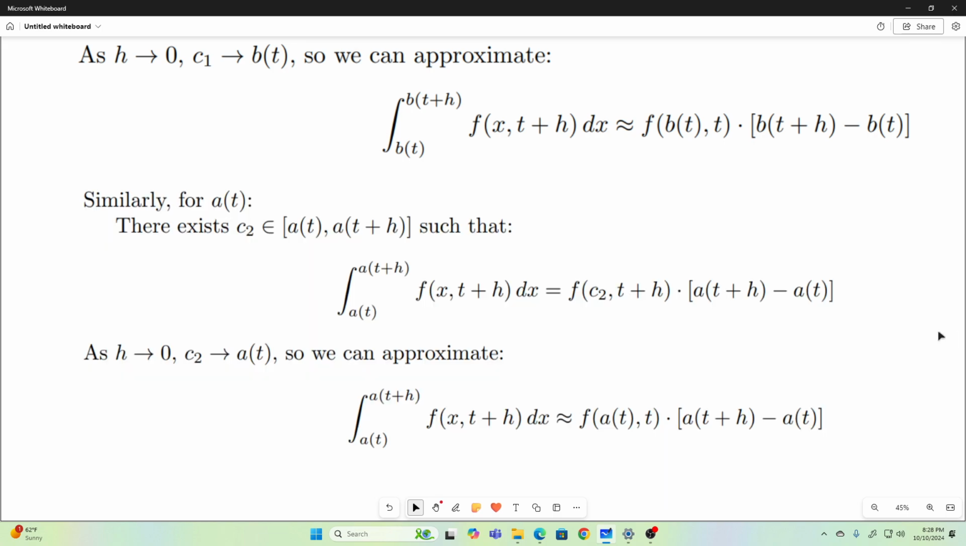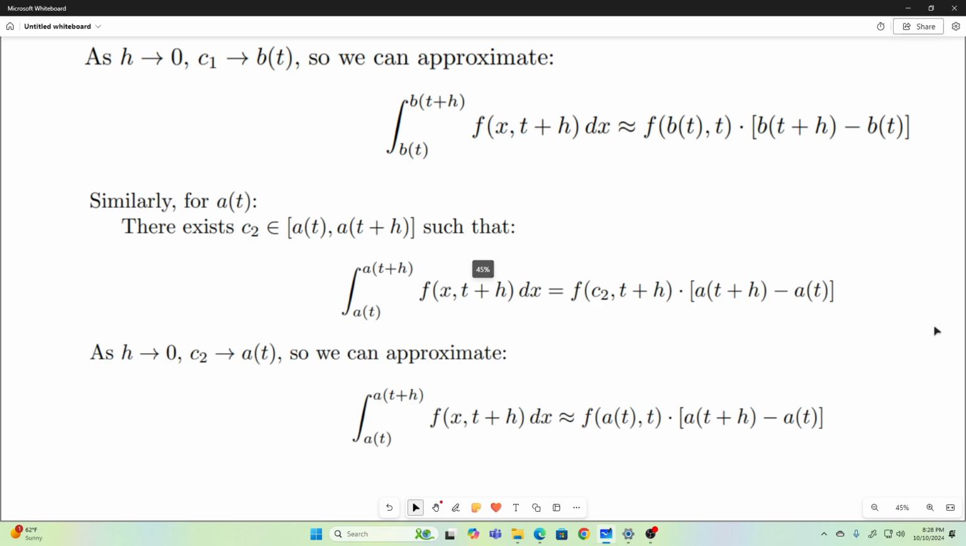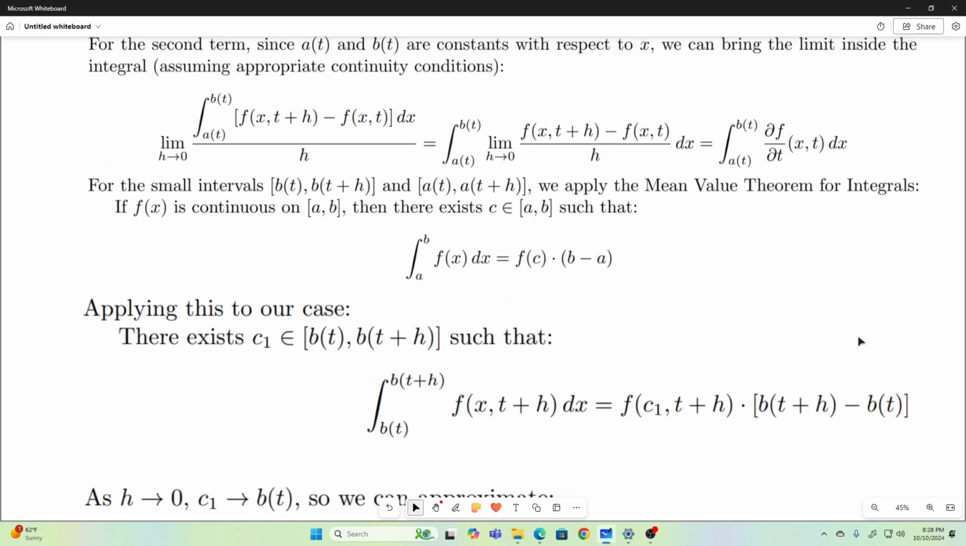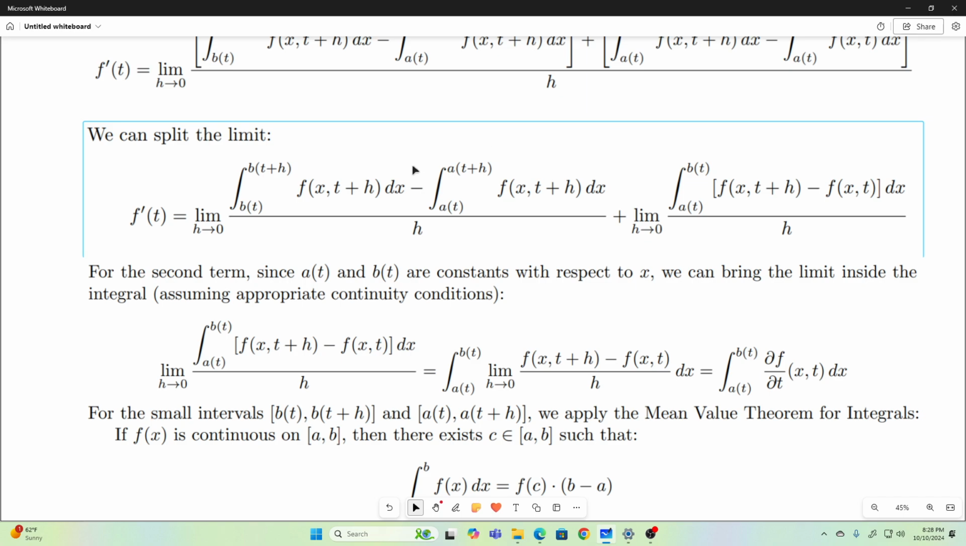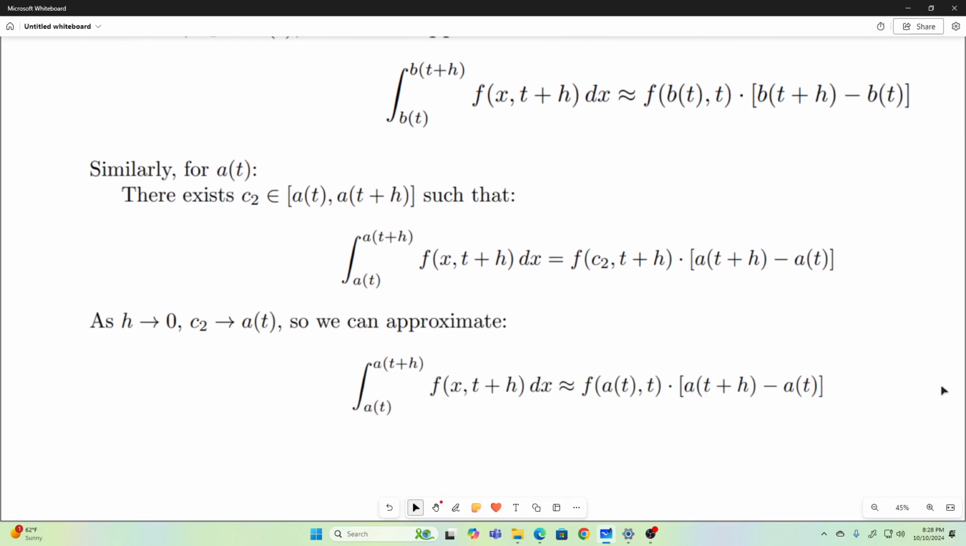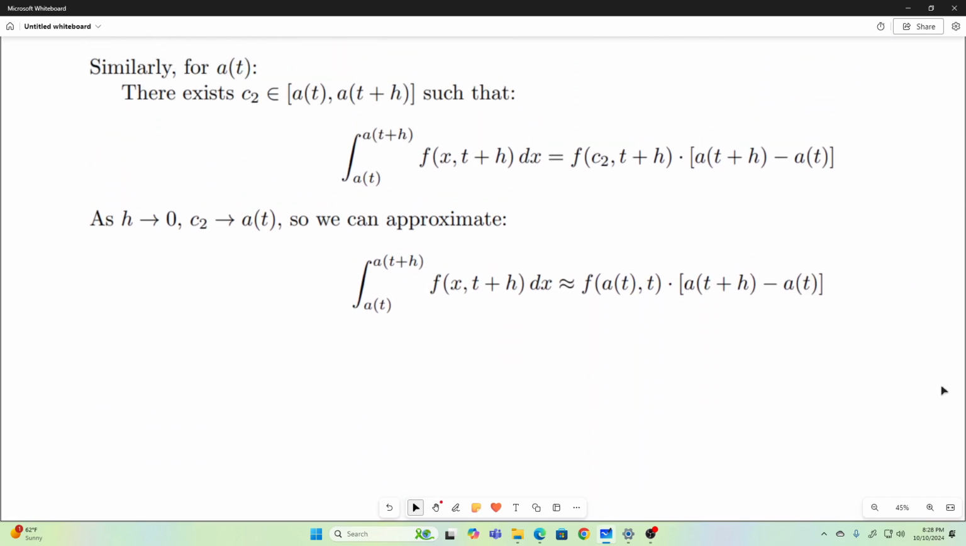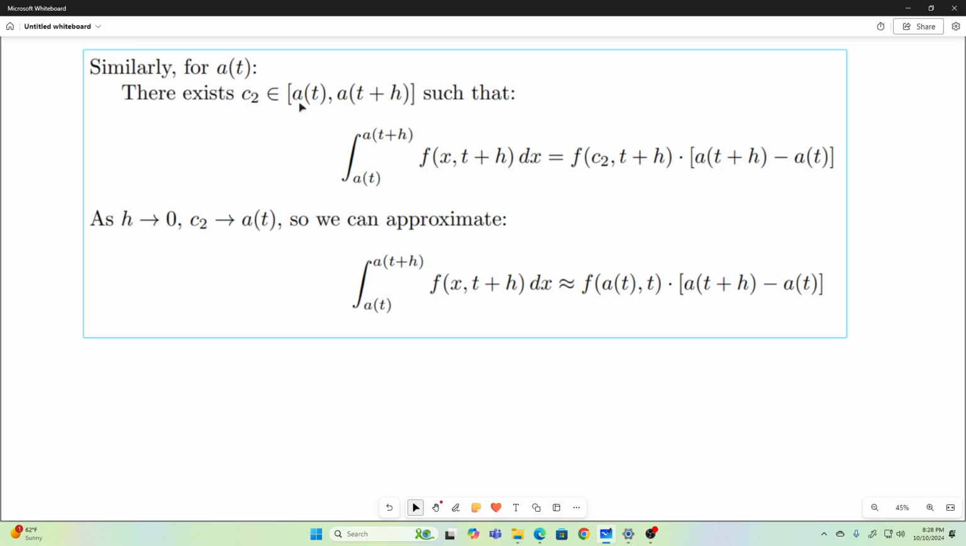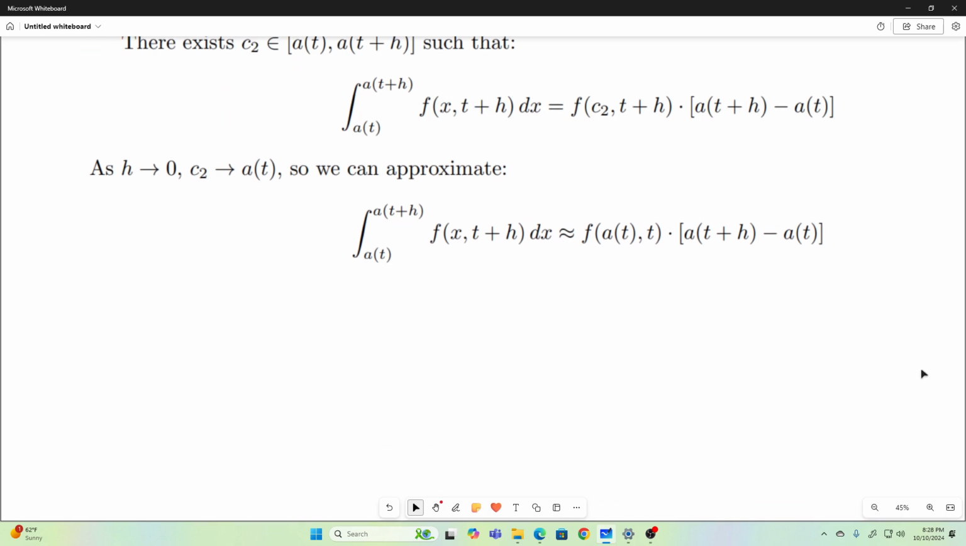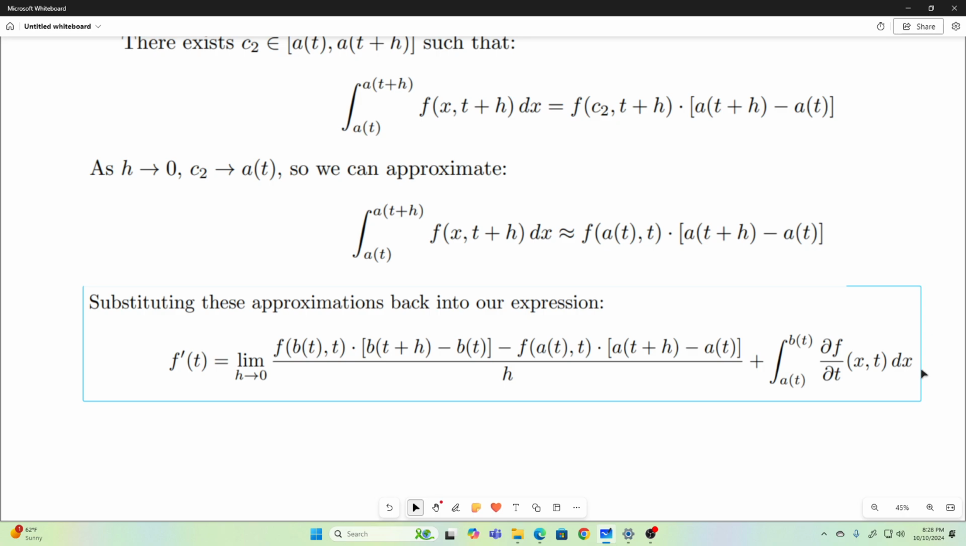Okay, and then we're going to do the exact same thing for this part right here. All right, so exactly the same concept, no change. We're just using C2. All right, so we substitute that back in and we get this.